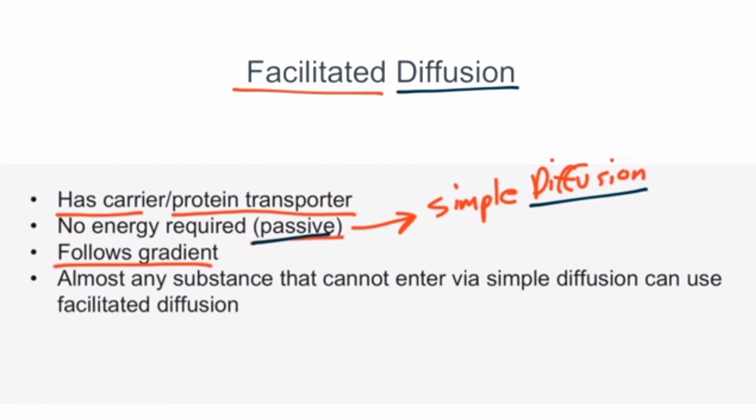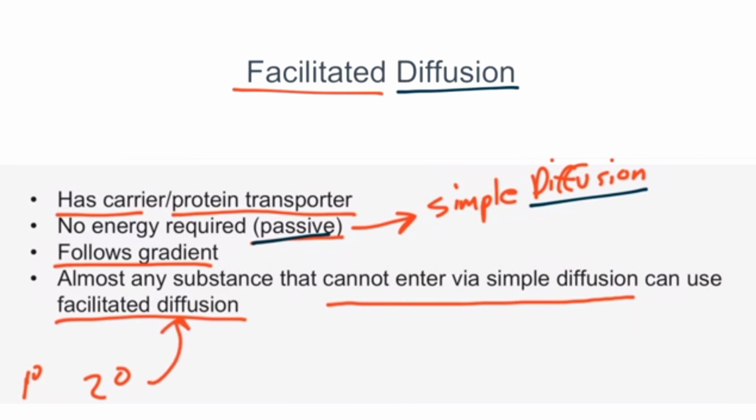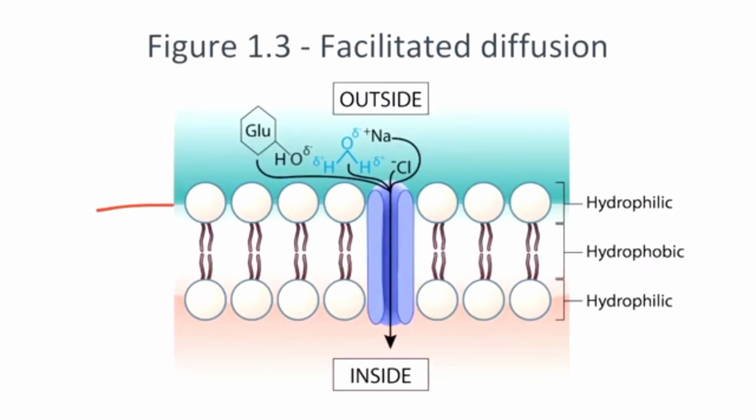Now think of almost any substance that cannot enter via simple diffusion can use facilitated diffusion. Now some substances may use primary active transport or secondary active transport, but most of these substances can also use facilitated diffusion, meaning if there's a transporter, then it can follow along its gradient to transport across the cell membrane. And if you want to go in the opposite direction of the concentration gradient, then you can use primary or secondary active transport. However, any substance that cannot use simple diffusion can use facilitated diffusion, and this will make more sense in a moment. So here's the cell membrane, and here's a channel embedded in this membrane.